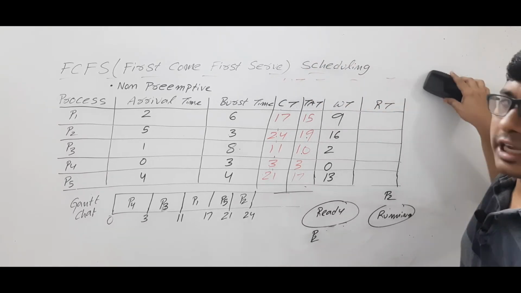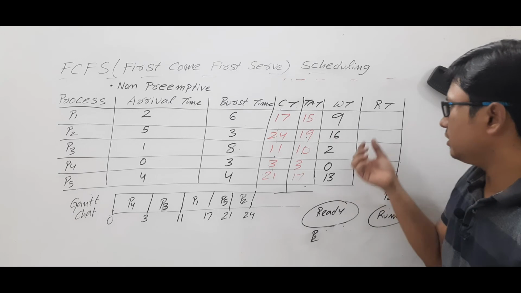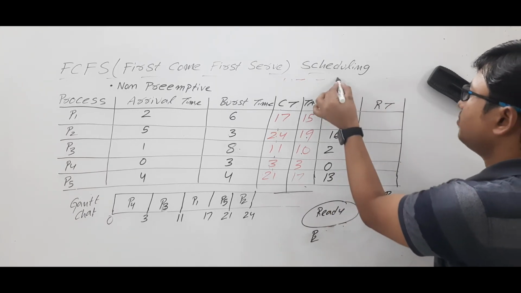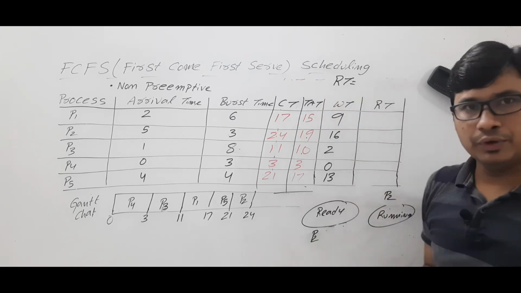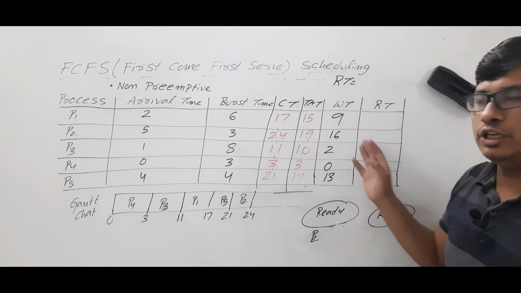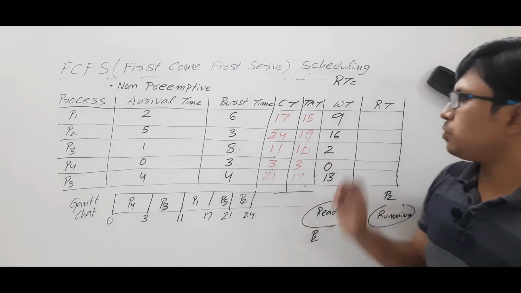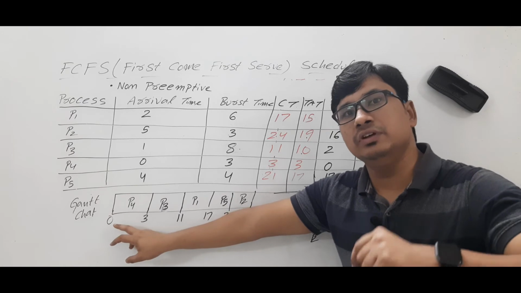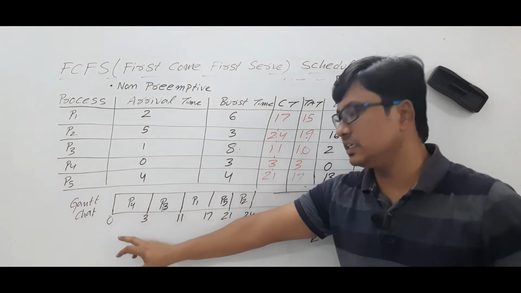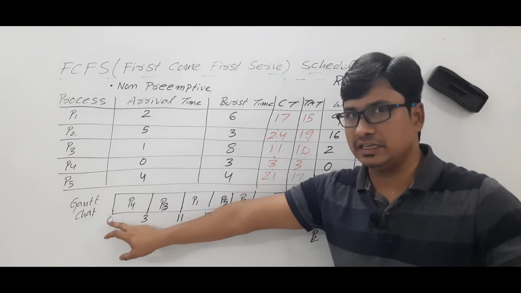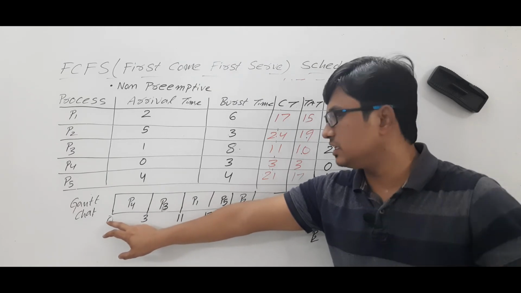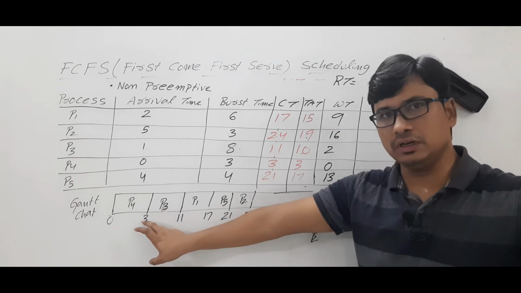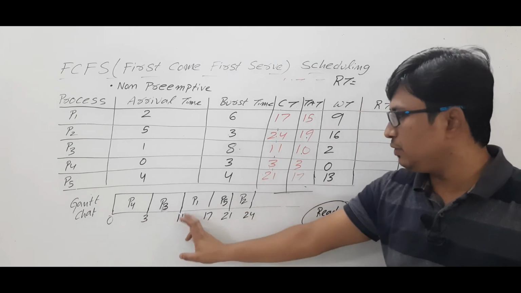Okay, the response time of a non-preemptive scheduling algorithm will be equal to its waiting time only. However, I will complete computing the response time and show you that it is equal to the waiting time. The response time is nothing but when the process first reaches the running state. Look at process P4: it reaches the running state at 0 units of time. Similarly, process P3 reaches the CPU running state at 3, and P1 at 11.